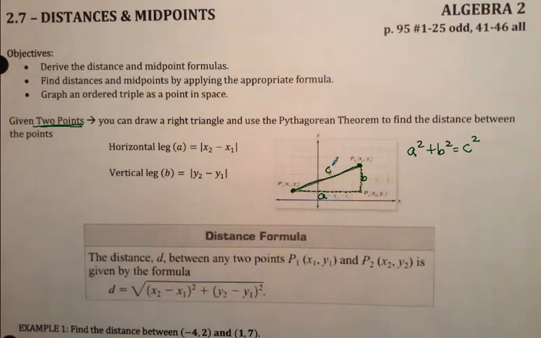The distance d between any 2 points, p sub 1 and p sub 2. Our p sub 1 point is x sub 1, comma y sub 1. That's our point 1 coordinates, and our point 2 coordinates are x sub 2, comma y sub 2. It's given by this formula. So d, remember, equals distance, equals the square root of the quantity x sub 2 minus x sub 1 squared plus the quantity y sub 2 minus y sub 1 squared.